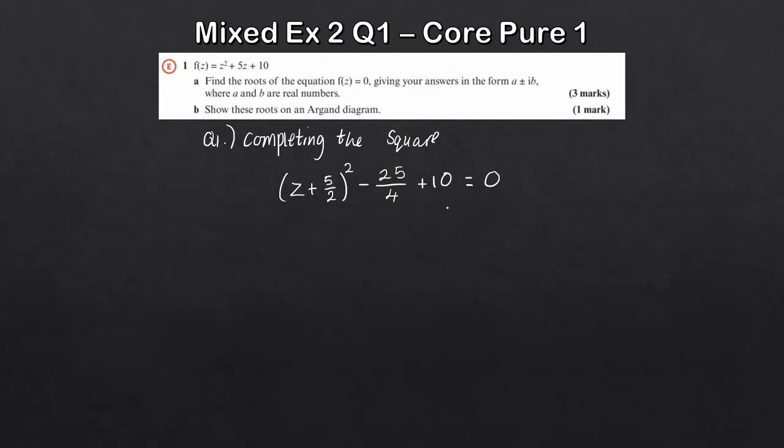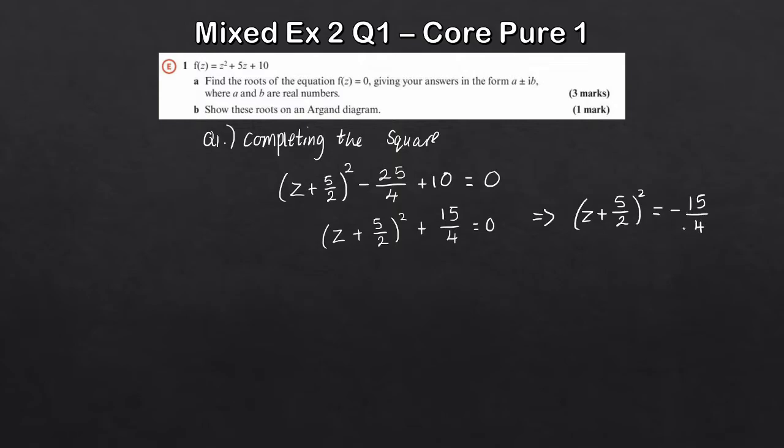So now I can simplify this bit here. That's z plus 5 over 2 squared. If you do minus 25 over 4 plus 10, that'll give you plus 15 over 4. And that's equal to 0. So therefore, z plus 5 over 2 squared is equal to minus 15 over 4.